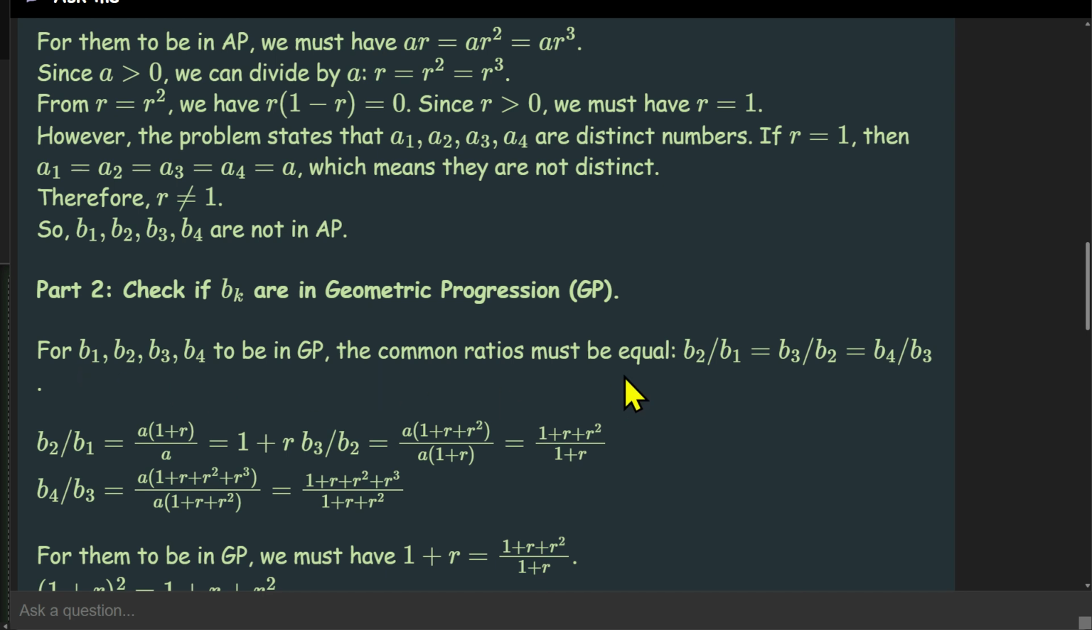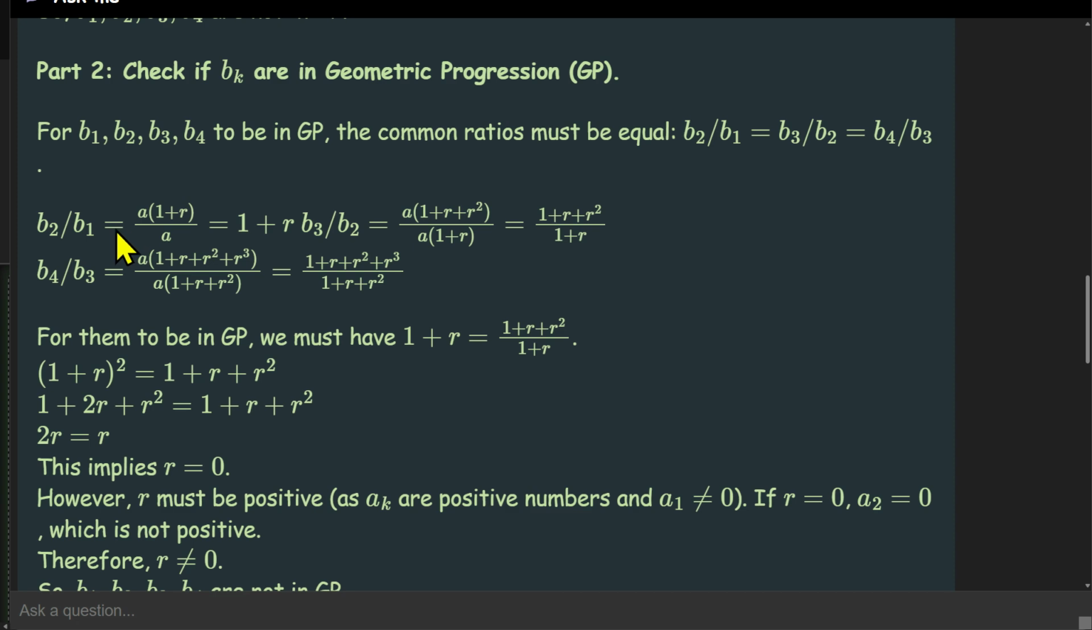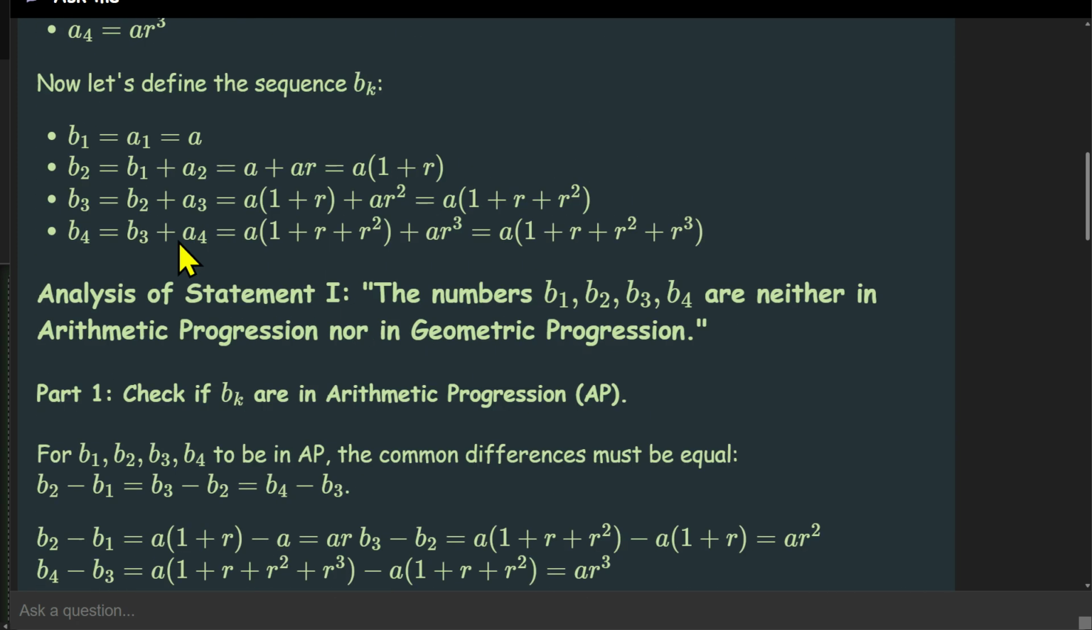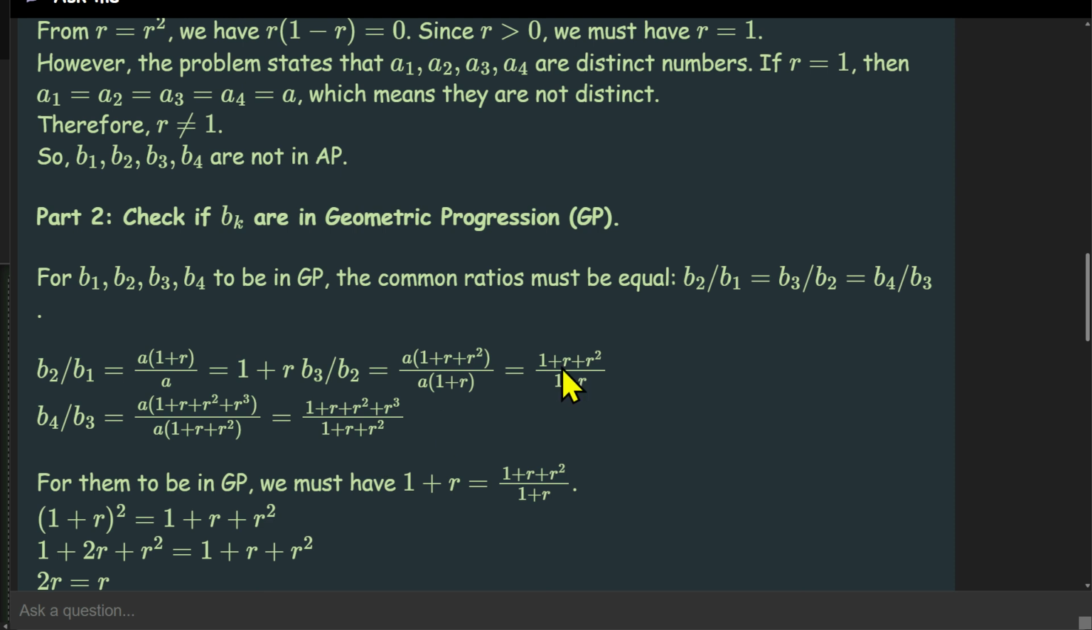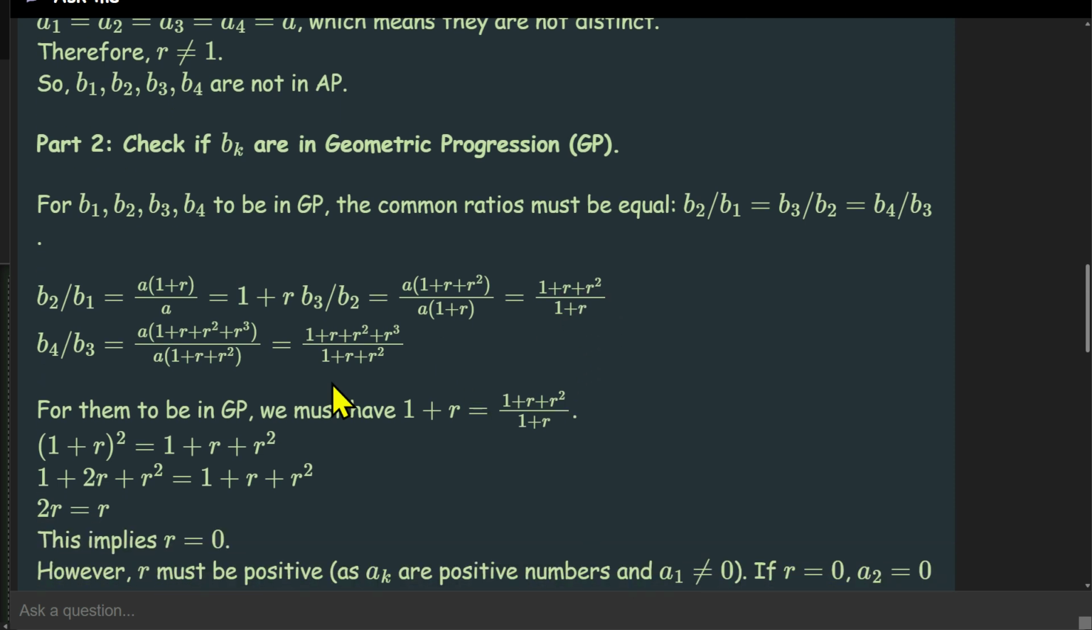The common ratios must be B2 by B1, B3 by B2, B4 by B3. So B2 by B1, put B2 and B1 from here. So B2 by B1 is 1 plus r square by 1 plus r. B4 by B3 is 1 plus r square plus r cube upon 1 plus r square.